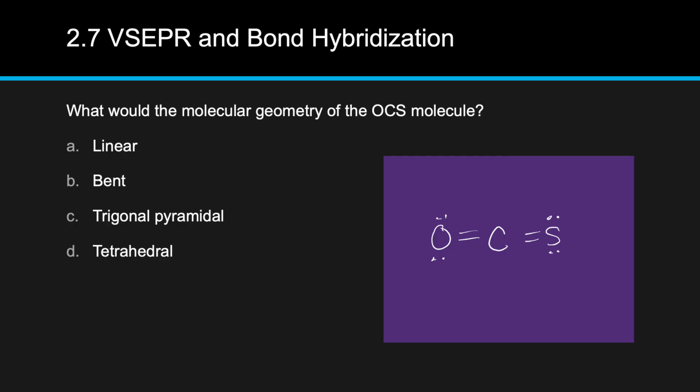So now we can go ahead and look at the geometry. Is there a lone pair on the central atom? No, there is not. Because there is no lone pair on the central atom, O and S want to be as far away from each other as humanly possible. And the only way they can do that is being 180 degrees away from each other. So this would be a linear molecule. So the answer for this one would be A.